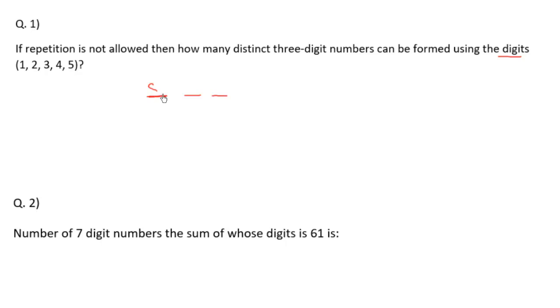This place can be filled in 5 ways because we have 5 options. Once one of the options has been exhausted, for this place we'll have only 4 options, and similarly for the last we'll have 3 options. So overall the number of such numbers will be 60. So 60 becomes the right answer.